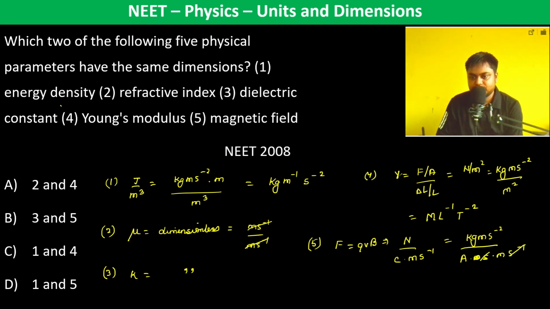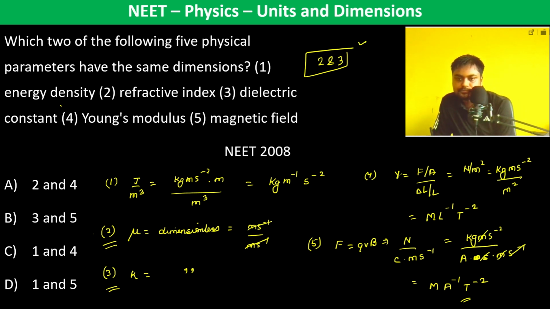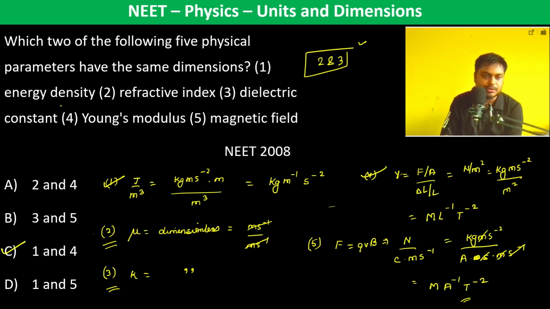Gone. So this is M A to the power minus 1 T to the power minus 2. Now which of them have the same thing? So 2 and 3 have the same thing. Okay, 2 and 3 it's the same. Then we have this also: the first and fourth are also going to have the same thing. So C option, the first and fourth.